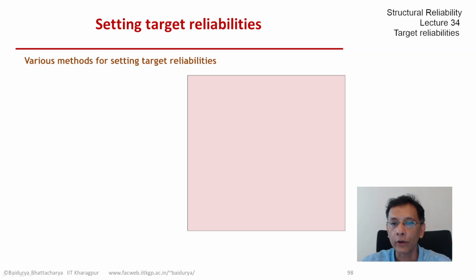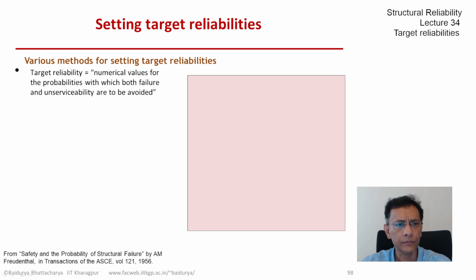about often, Freudenthal's 1956 paper. So clearly, we see the understanding that the target reliability should be a numerical value of a probability, in fact probabilities, because there was the distinction made between failure and unserviceability, which is basically the two major groups of limit states that we have been talking about, the life safety or ultimate or collapse type, which is failure, and the functionality or serviceability that we are talking about, which is the unserviceability term mentioned here.